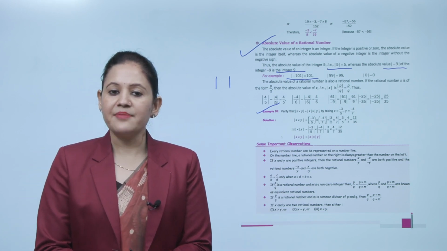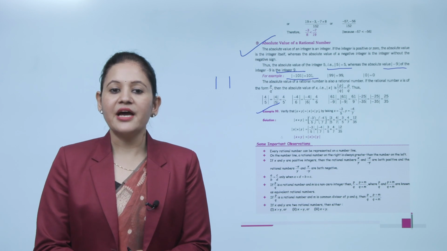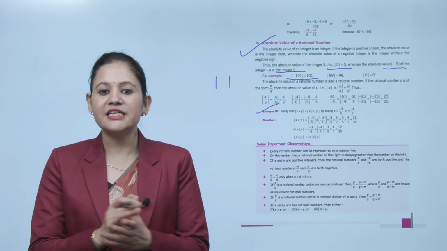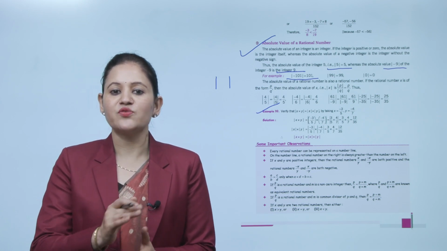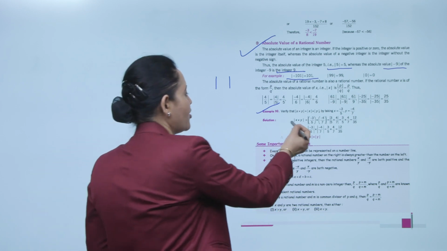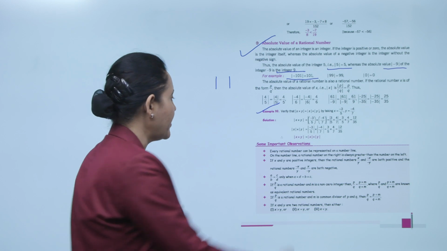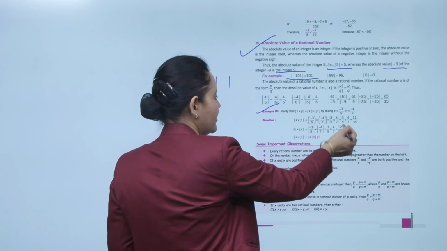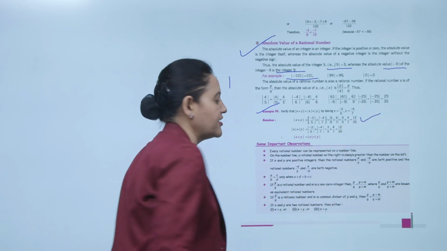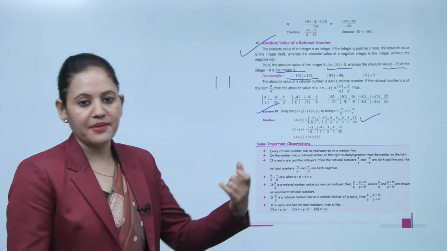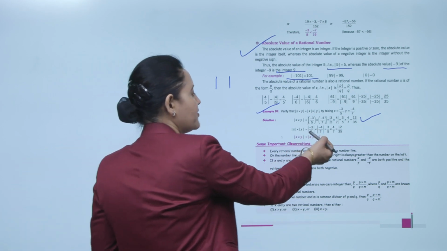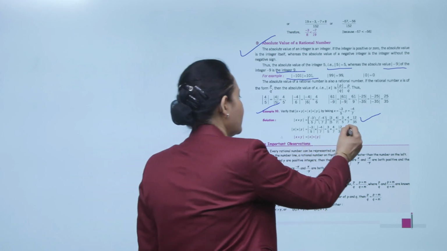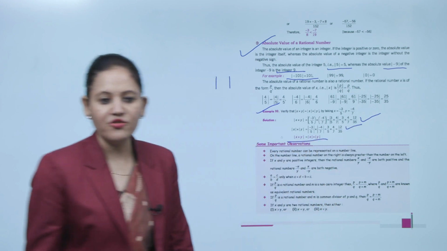Verify that the absolute value of x multiplied by y is equal to the absolute value of x multiplied by the absolute value of y, by taking x as minus 3 by 5 and y as minus 4 by 7. So the absolute value of x multiplied by y: minus 3 by 5 multiplied by minus 4 by 7 is equal to 3 by 5 into 4 by 7, so this will come to 12 upon 35. Now the absolute value of x multiplied by the absolute value of y: the absolute value of minus 3 by 5 is 3 by 5, and of minus 4 by 7 is 4 by 7, which is equal to 12 upon 35. So hence we have proved.